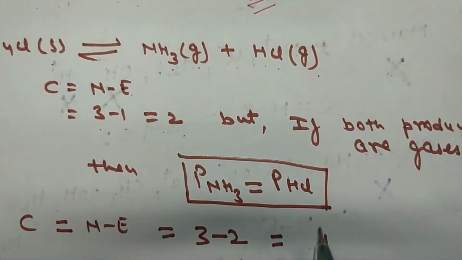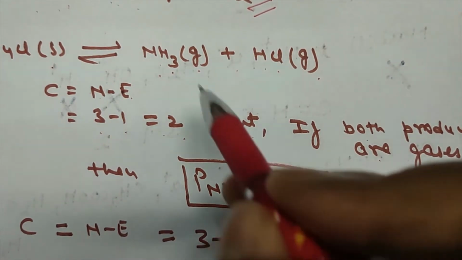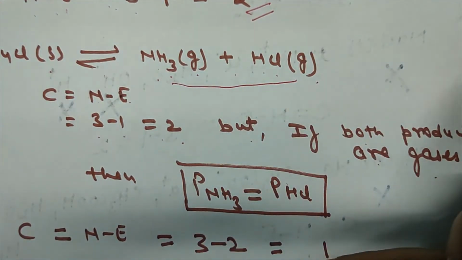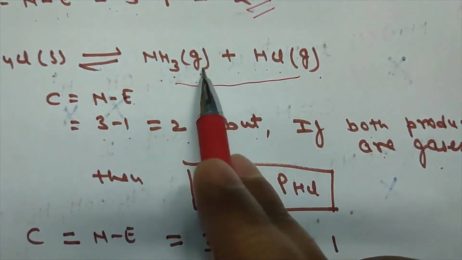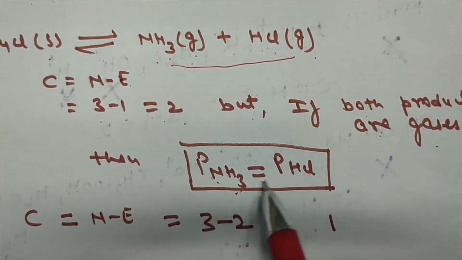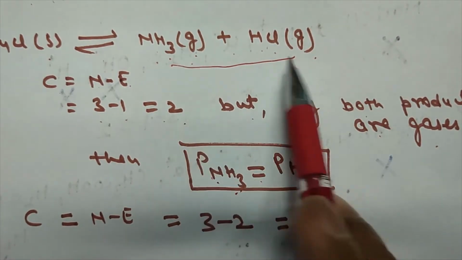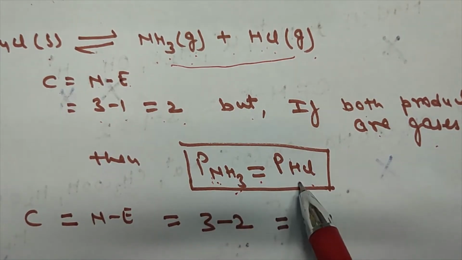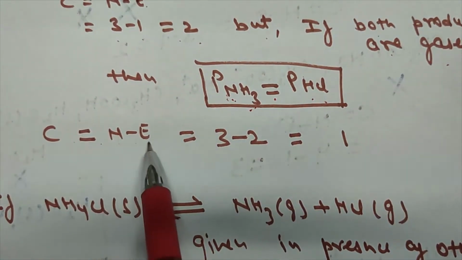But now there is a condition: if all of the products are gas, then the condition will be that the pressure of NH3 is equal to the pressure of HCl. If all the products are gas, here the products are gas, then P of NH3 is equal to P of HCl, then C is equal to N minus E.